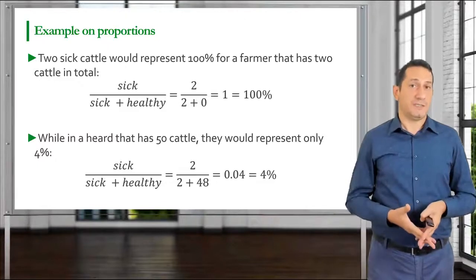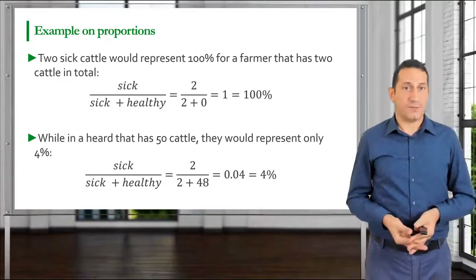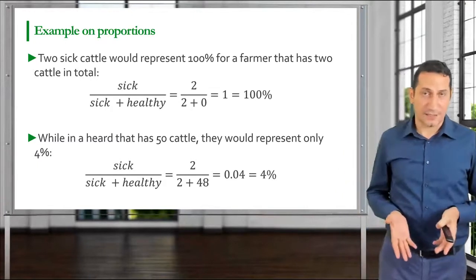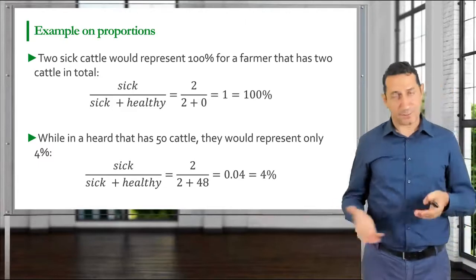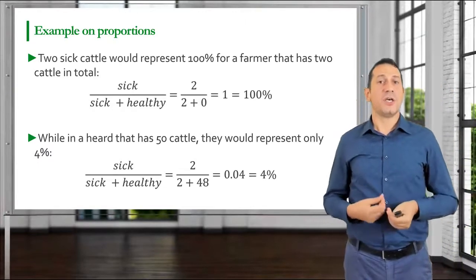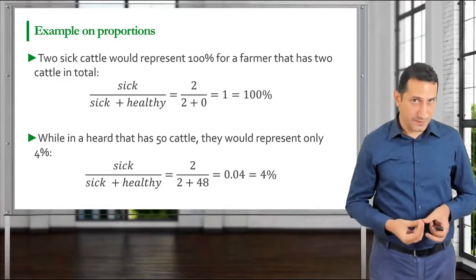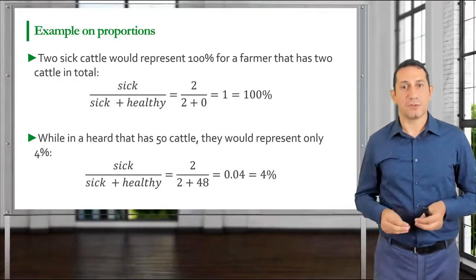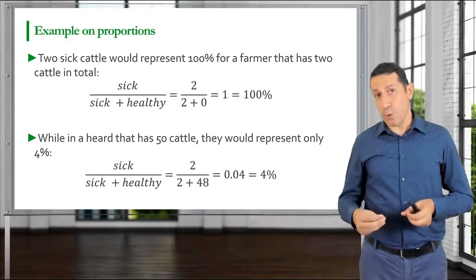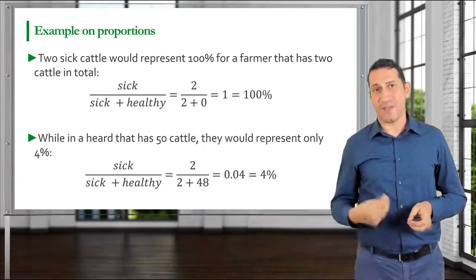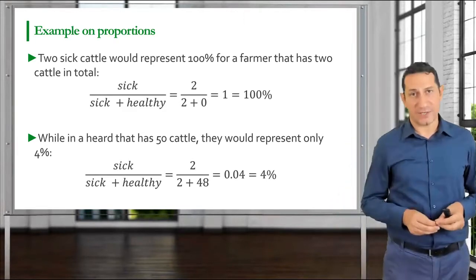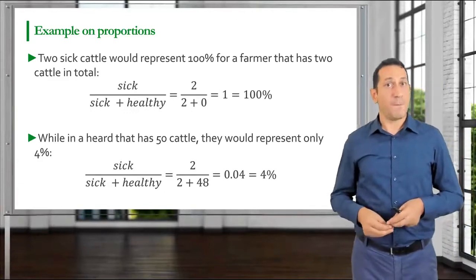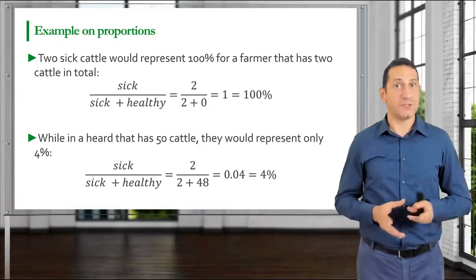So that means it's a lot. But for a herd which has 50 cattle, they would represent only 4% of the cattle. So it's less. So proportions are used to show the burden of a disease, but it's of paramount importance to report the percentage derived by the proportion together with the population, because 100% and 4% is still 2 cattle, but makes a totally different meaning for two different populations.